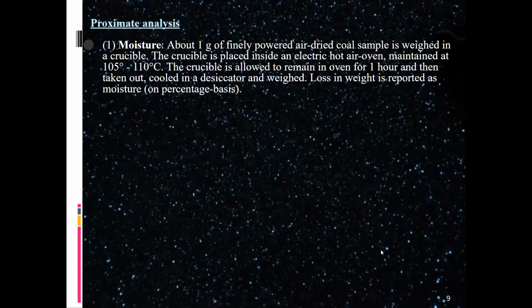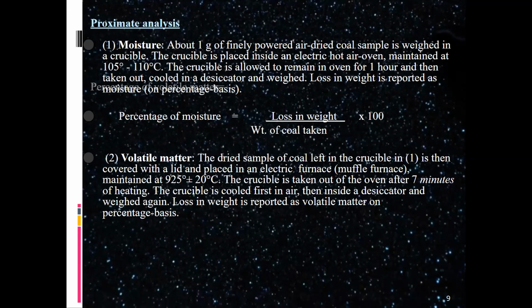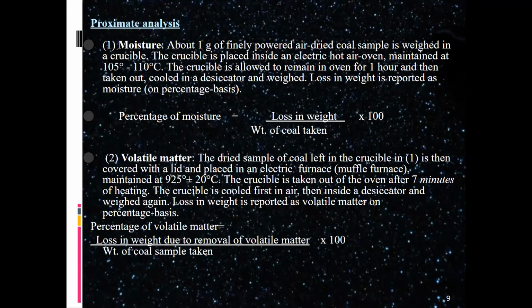So let us see what is proximate analysis and how we are going to find out each and every non-element in the proximate analysis. So what is the use of proximate analysis? Proximate analysis is used to find out the percentage of moisture, percentage of volatile matter, percentage of ash, and the percentage of fixed carbon.